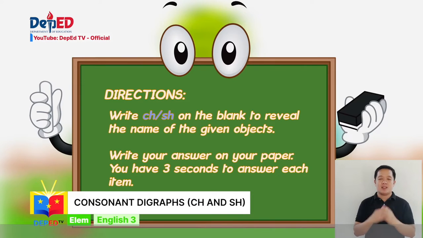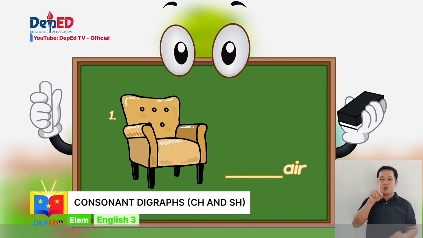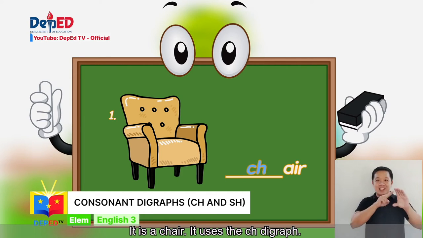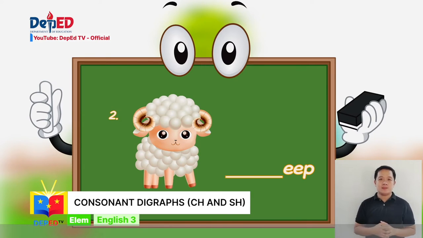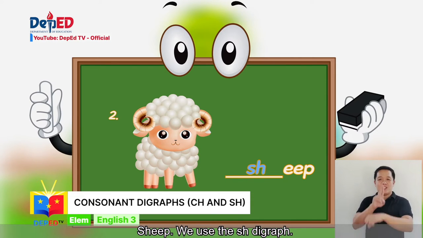Directions. Write CH or SH on the blank to reveal the name of the given objects. Write your answer on your paper. You have 3 seconds to answer each item. Number 1. It is a chair. It uses the CH digraph. Number 2. Sheep. We use the SH digraph.